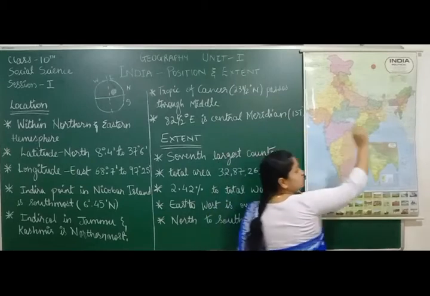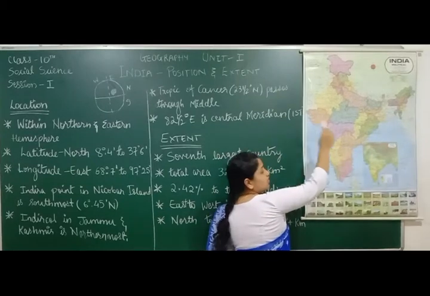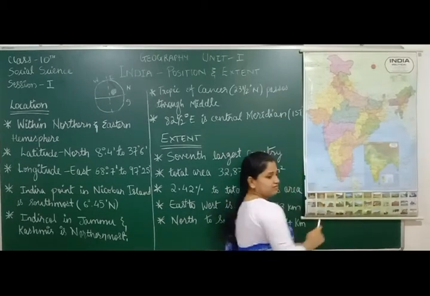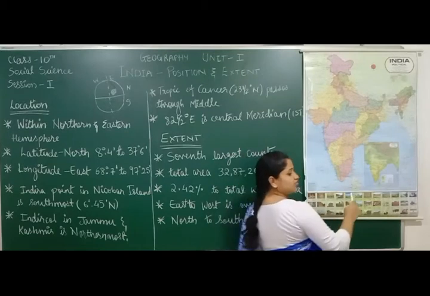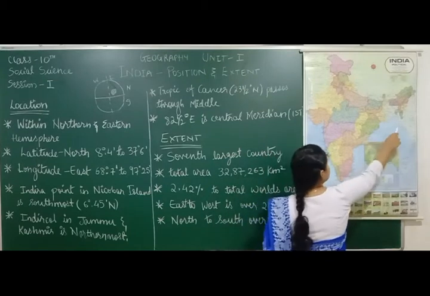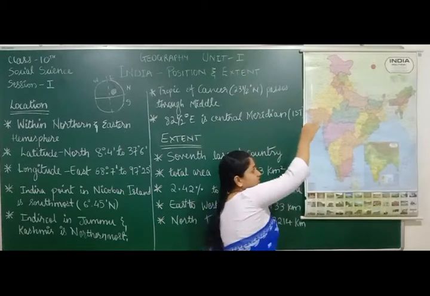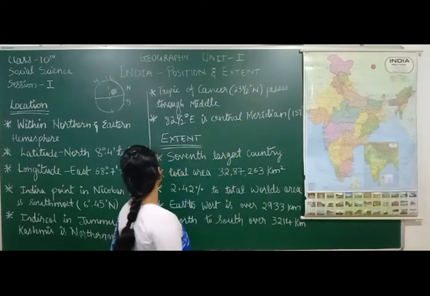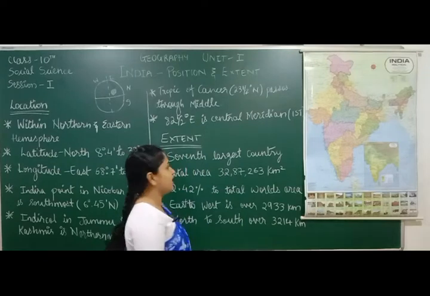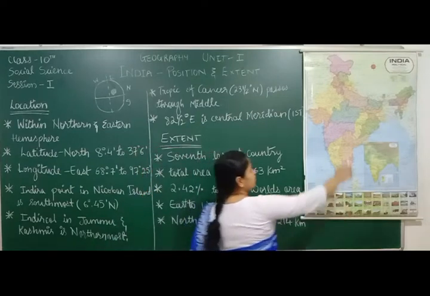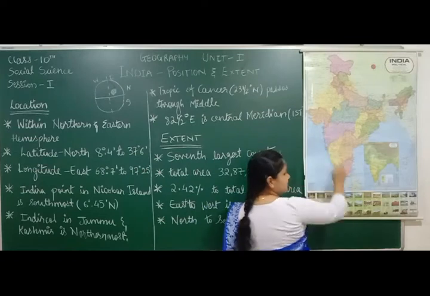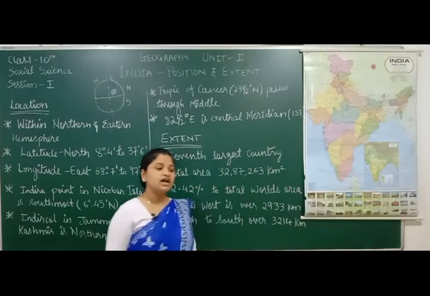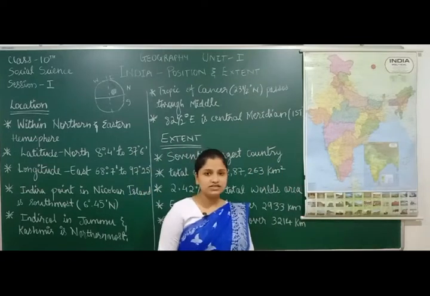From where? From the east to the west. Horizontal. See, in this map you'll be able to see some lines which are going horizontally from east to the west. There are many lines like that. Those are called latitudinal lines. Also we have longitudinal lines. Those are running from north to south. Lines that are running from north to south are nothing but longitudinal lines.